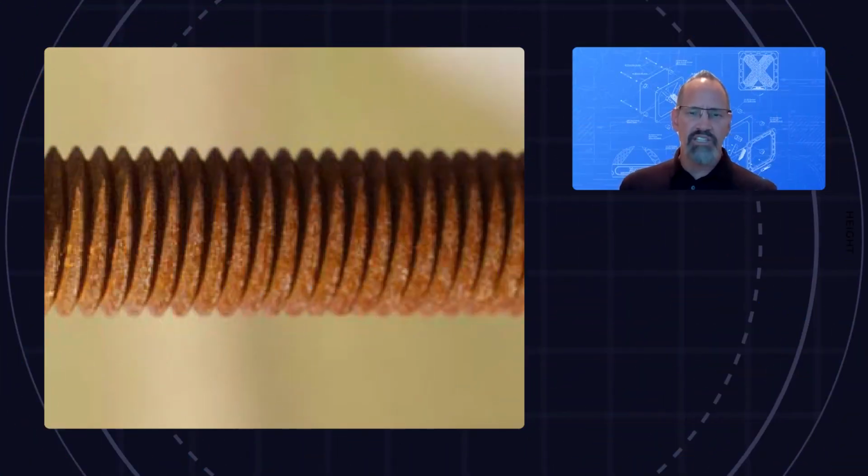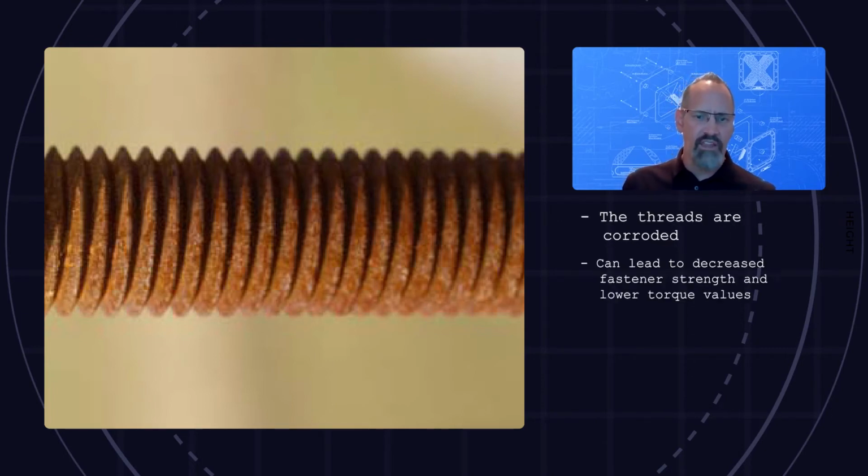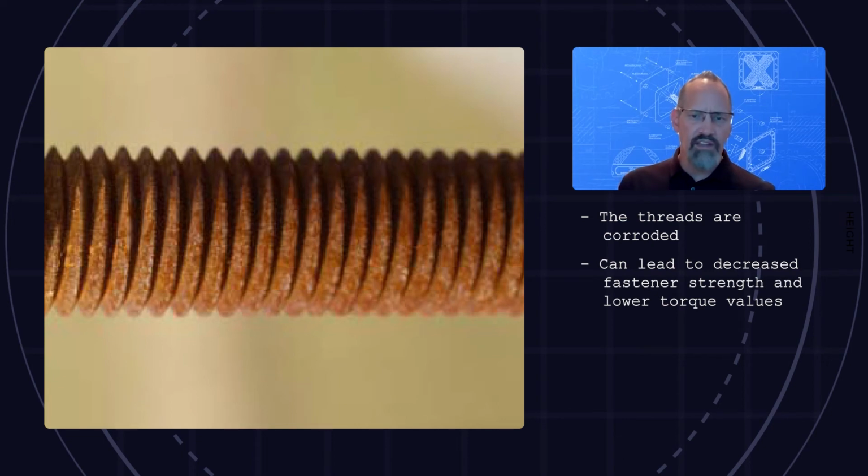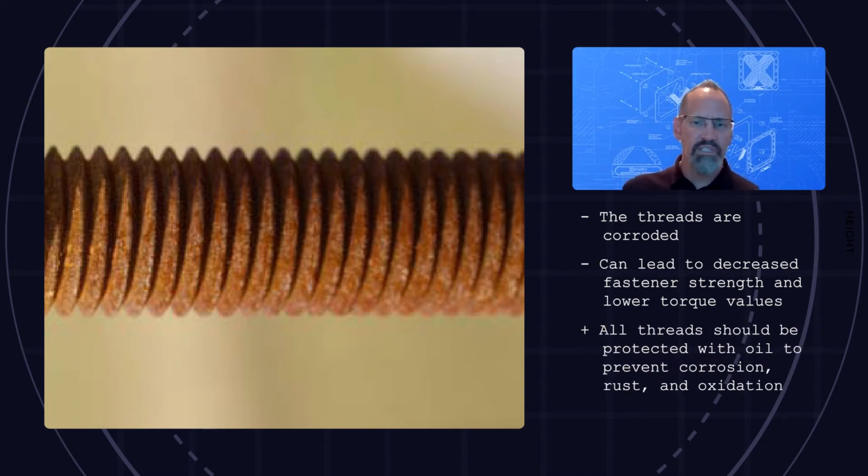Next, I will show you some examples that provide better understanding as to what is and is not acceptable when approving threads. In the first image, the thread has corroded and can potentially lead to decreased fastener strength, incorrect torque values, and overall quality appearance below standards. All threads should be adequately protected to prevent corrosion, rust, and excessive oxidation.